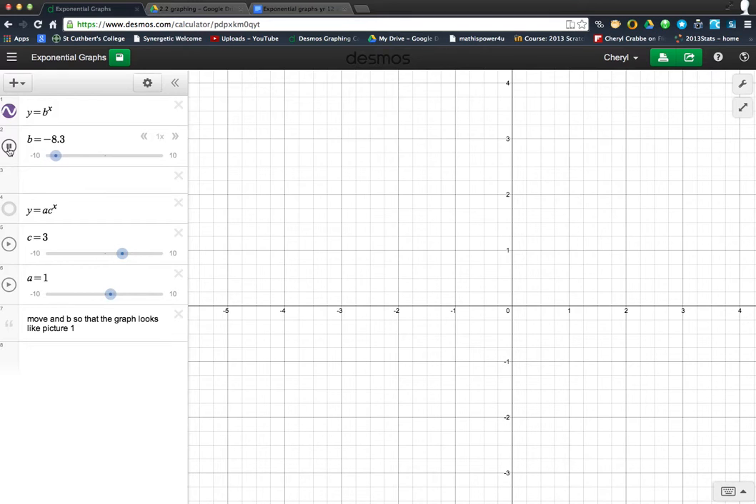It goes to -10, which completely goes off the frame. But then when it gets to, I'm just going to slow this down, when b is 1, when the base is 1, it's a flat line. When b is greater than 1, it does this. And so b sort of affects the steepness of the graph.